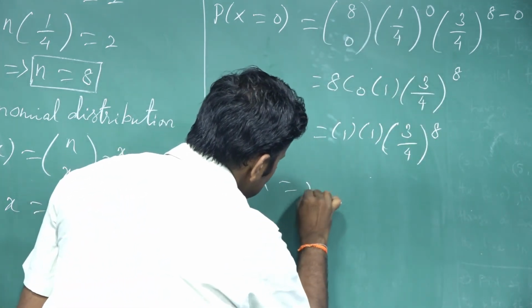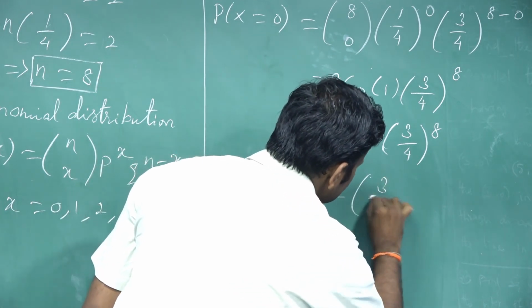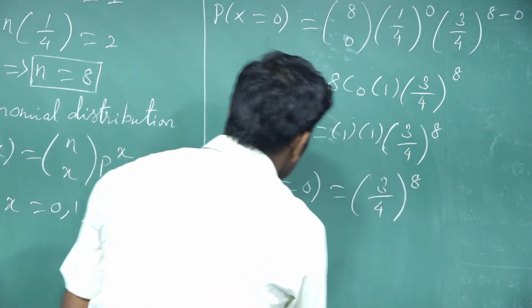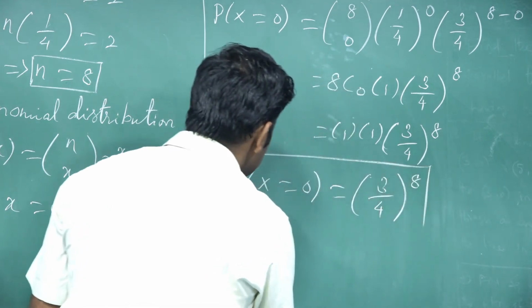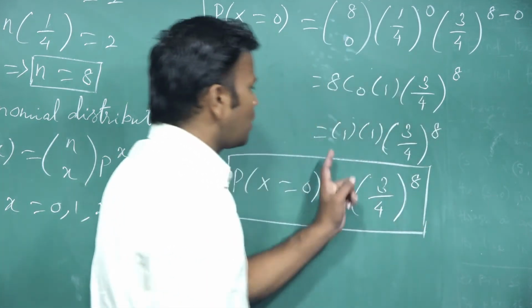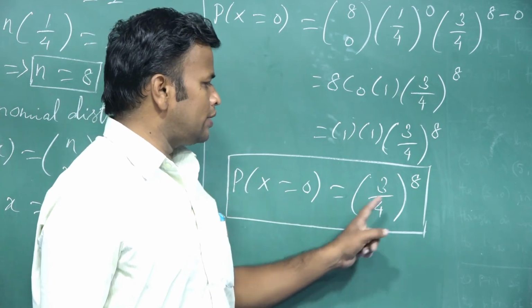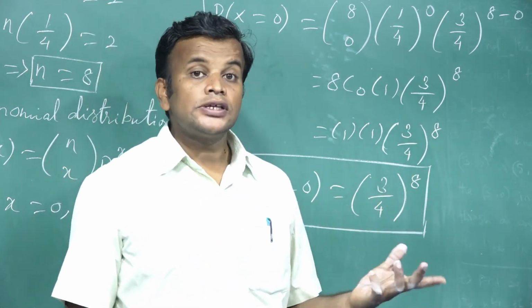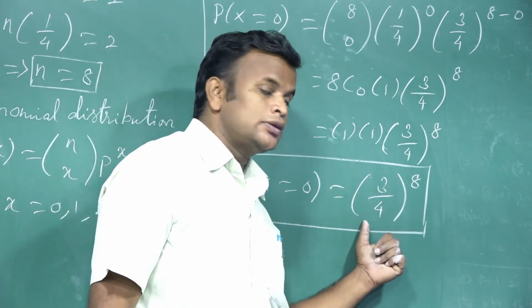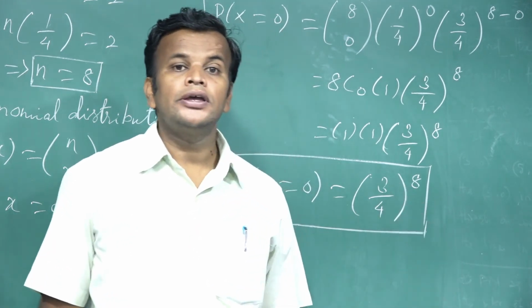So P of x is equal to 0, that value is 3 by 4 whole power 8. All are 1. So P of x is equal to 0, the value is 3 by 4 whole power 8. What is the reason I don't simplify this one? Because you see the power is more than 5.